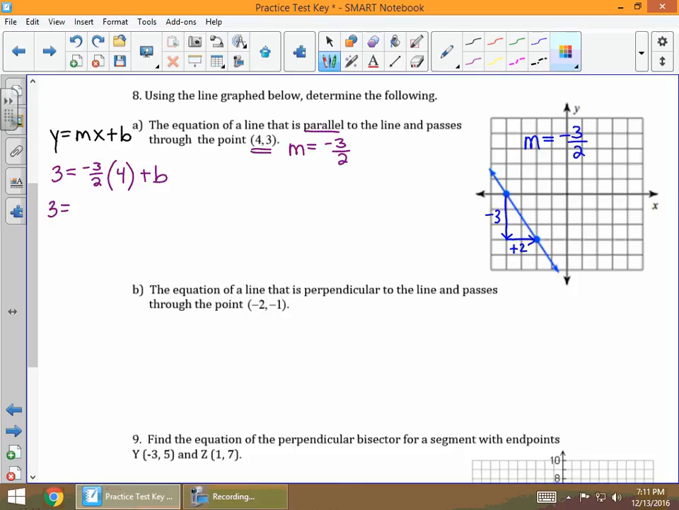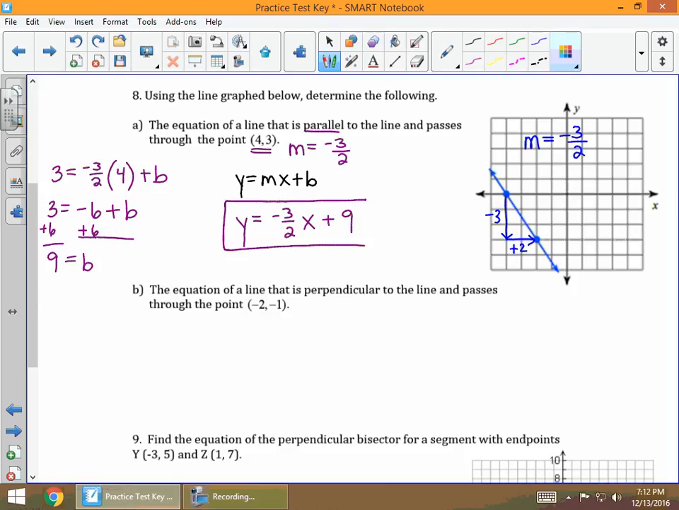So -3 times 4 is -12/2 is -6 plus b. If you struggle with doing those fractional multiplications in your head, make sure you have a calculator to help you out. To get b by itself, I'm going to have to add 6 to both sides. And 3 plus 6 is 9 is my value for b. So my equation, y equals mx plus b. Y equals, the m is -3/2, x plus the b value, which is 9. So y equals -3/2x plus 9.